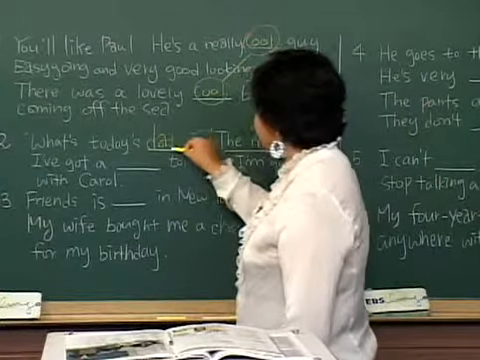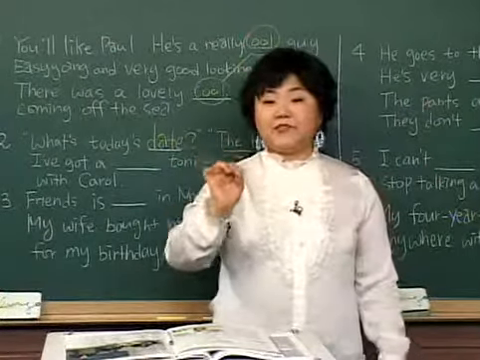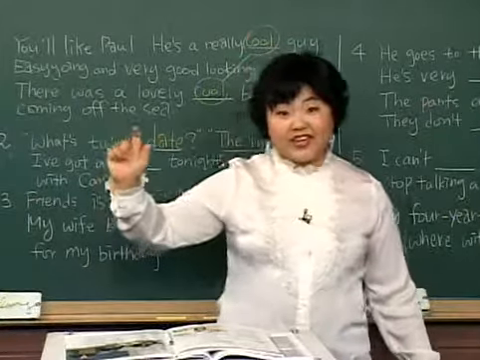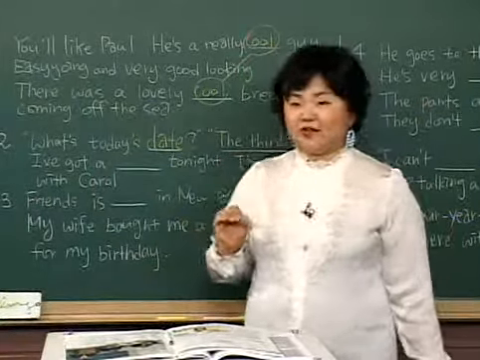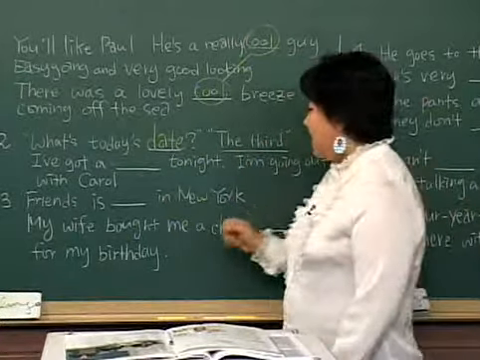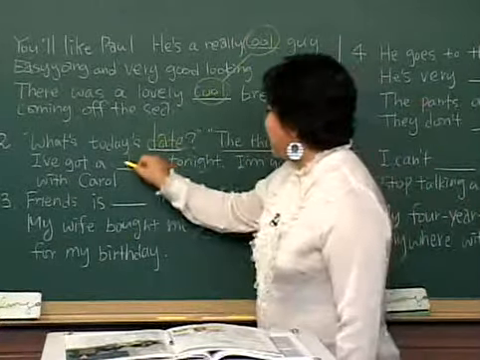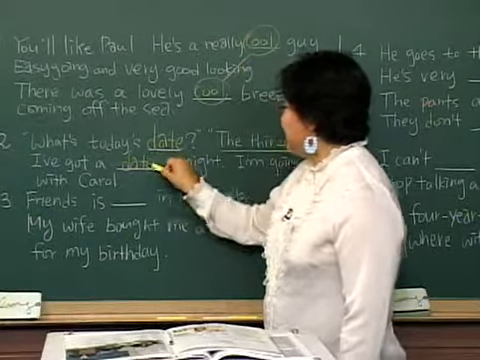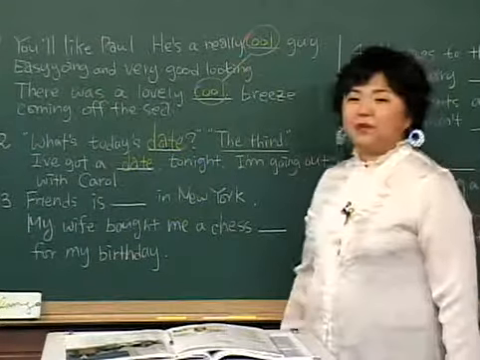Date. So date here means a specific day of the month, right? Specific day of the month, date. What's the date today? What's today's date? The third, 3일입니다. Okay, I've got a date tonight. Oh, 부러워요. I've got a date tonight. I'm going out with Carol.